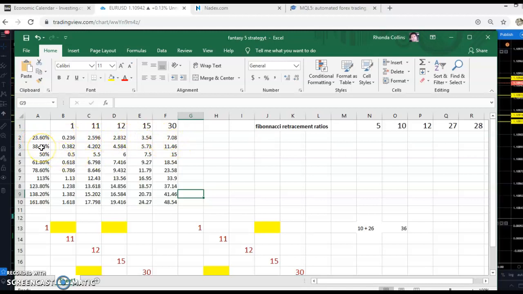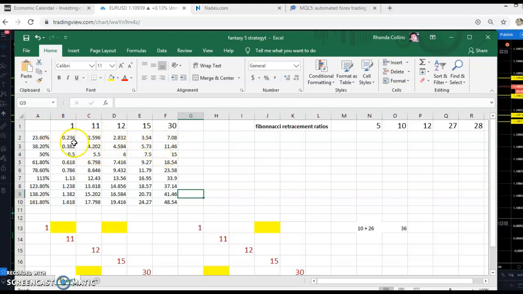Row number 3, you would do the same again. 1 by 38.20%, 11 times 38.20, 12 times 38.20, 15 times 38.20, and 30 times 38.20%, and you get these numbers.